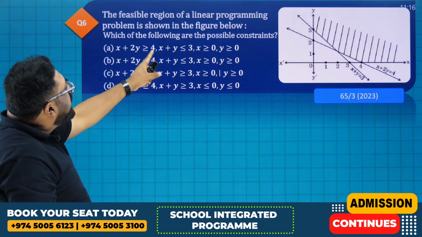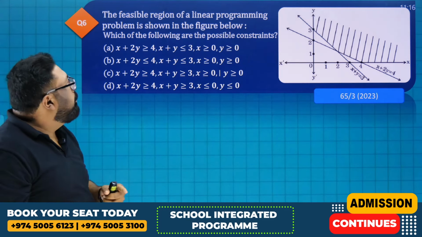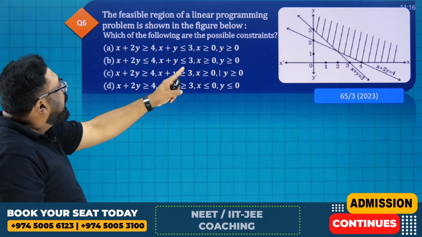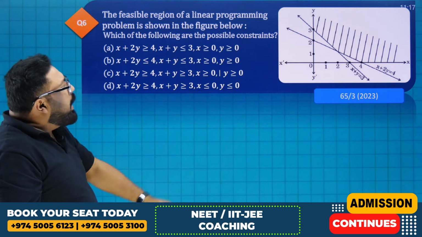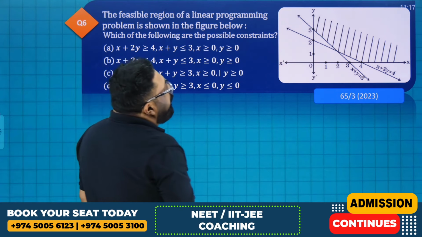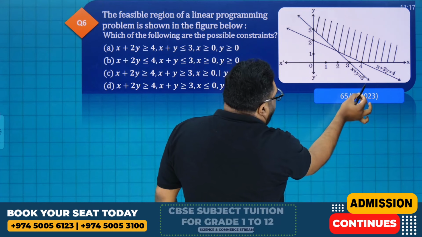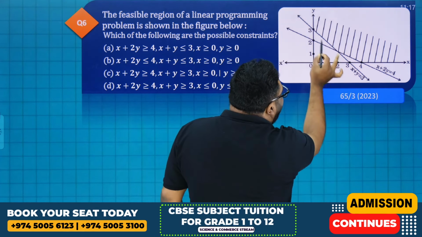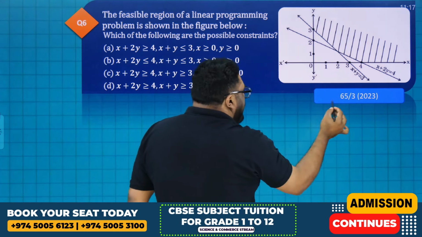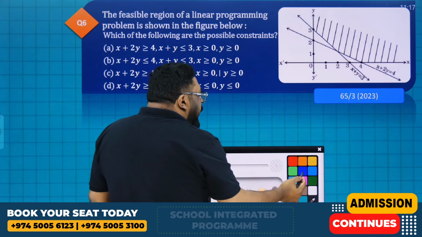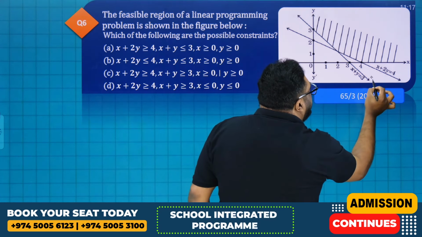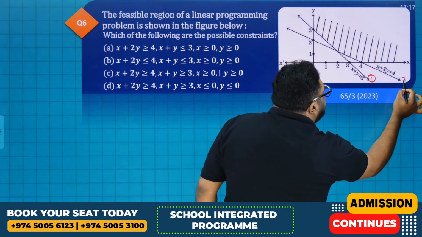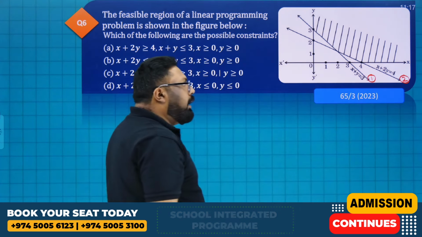Question. The feasible region of the linear programming problem is shown in the figure below. Which of the following are the possible constraints? First one, see x plus y equal to 3 is this line, my dears. All of you please check this line. x plus y equal to 3 is your first line. And x plus 2y equal to 4 is the second line.